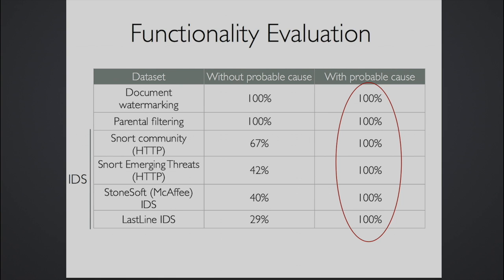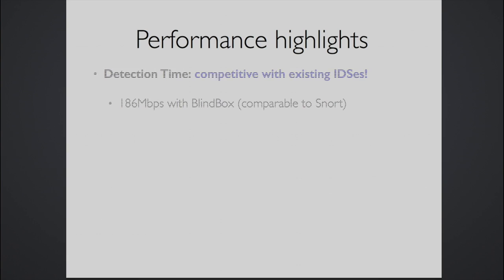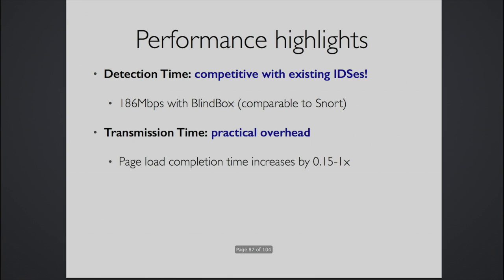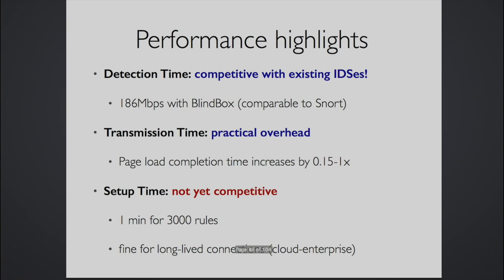So in terms of performance, the middlebox is very fast. It's really competitive to Snort. So the detection of the middlebox is competitive to Snort. In terms of the transmission time, we increase it. So page load time would become 15% to 100% slower. And the one part that's still slow is the SSL handshake. And this is slow if you do handshakes very often, if you have short-lived connections. But if you consider long-lived connections between enterprises and clouds, then that's not a problem.